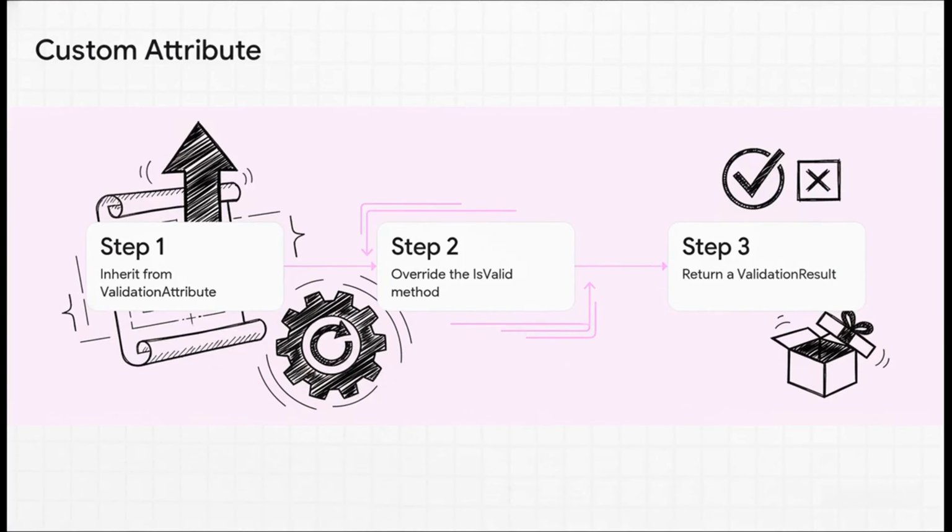1, you make a new class that inherits from ValidationAttribute. 2, you override the IsValid method. This is where you put your custom logic. And 3, you just return a ValidationResult. That's it. You've just created a brand new reusable validation rule.